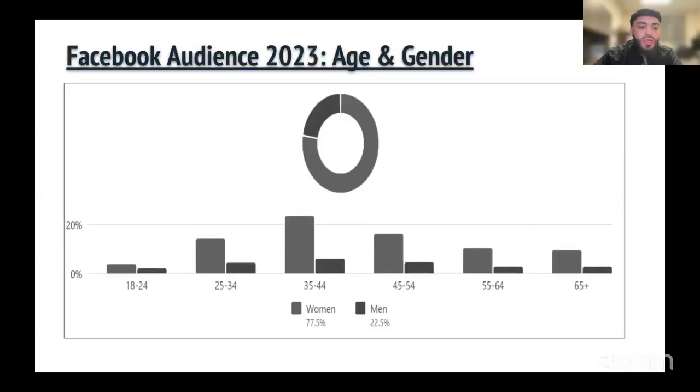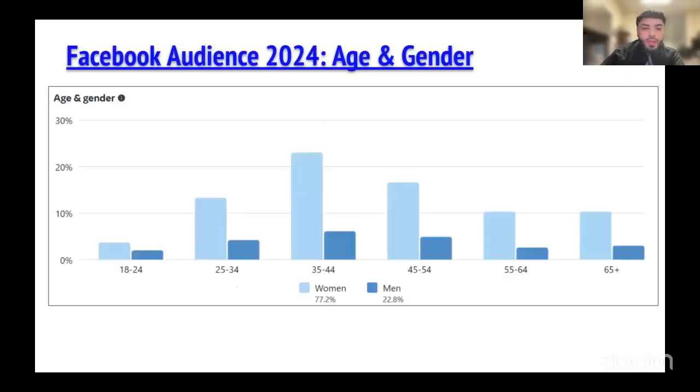All right, so the next 2 sections are going to focus on our Facebook audience, which includes age and gender and top cities. If we start with age and gender, it's broken up into age brackets. So you can see in 2023 that 77.5% of our audience is women and 22.5% is men. Our strongest female audience is between the ages of 35 and 44. And in 2024, not much has changed. Again, our strongest number is the 35 through 44 age bracket.